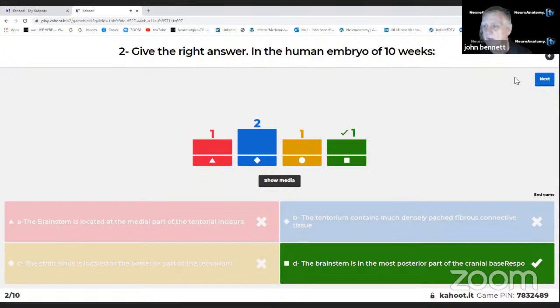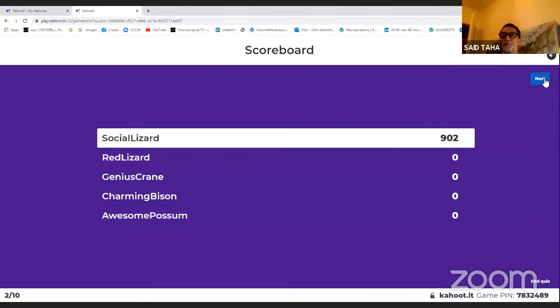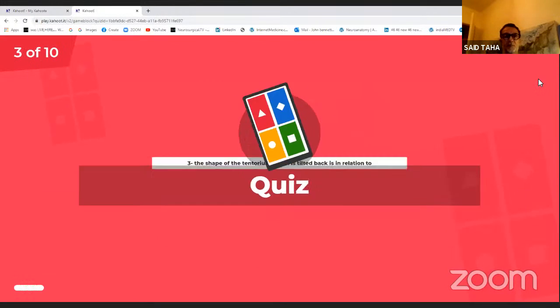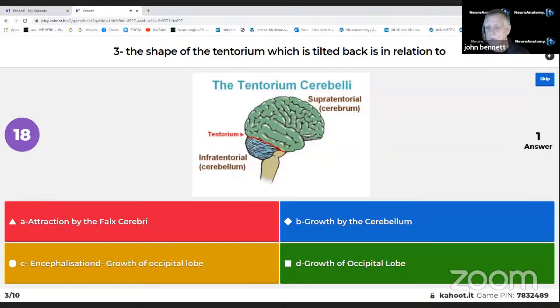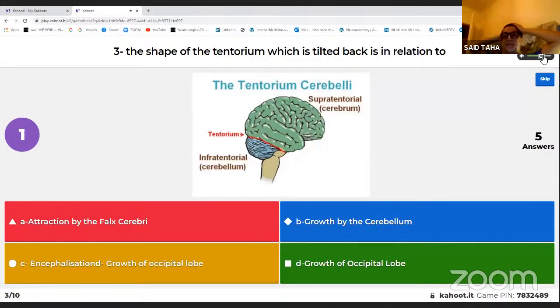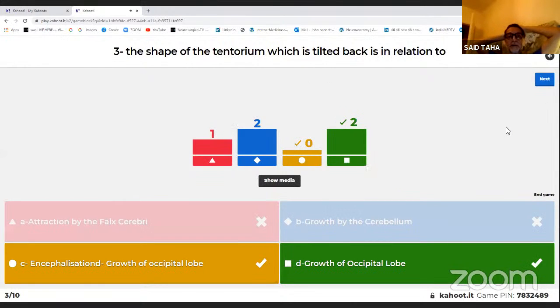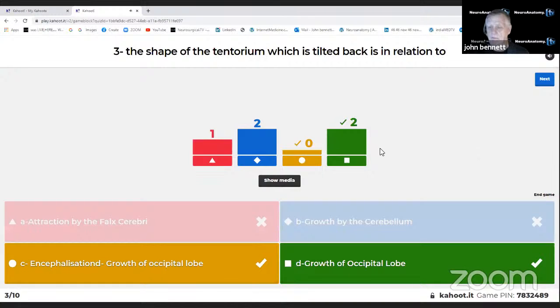Once again, one answer is correct. Then let's see who that is. Has Social Lizard got another one? No, Red Lizard came up there. Okay, next question. 3 of 10. The shape of the tentorium, which is tilted back in relation to? That's a, I kind of don't understand that one for me. Okay, we got two people got the right answer.